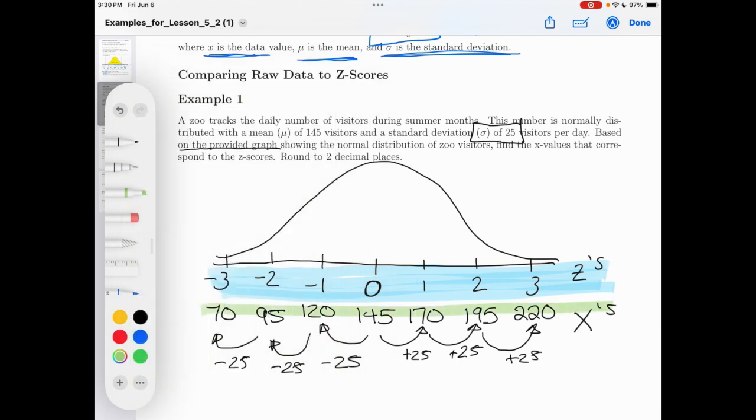So in green are my x's, and in blue are the z's. Now, it's really easy to say when we look at this chart, hey, what's the value of z when x is 195? We can look at that chart and say that z is equal to 2 because it's an even unit on that graph. We can see it. But when you're trying to find values that are in between the whole numbers, that's when the formula z is equal to x minus mu over the standard deviation comes in handy.